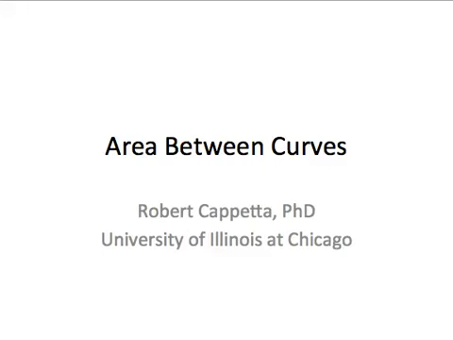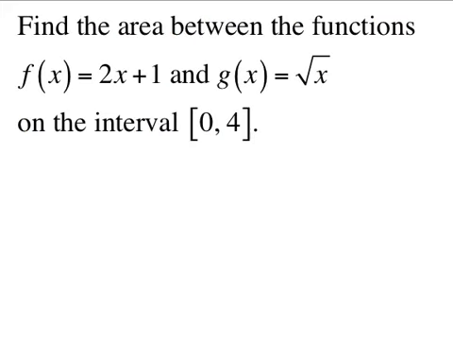This is Bob Capetta from the University of Illinois at Chicago, and this lesson is on the area between curves. Our goal in the first problem is to find the area between the functions f of x equals 2x plus 1 and g of x equals the square root of x on the interval from 0 to 4.